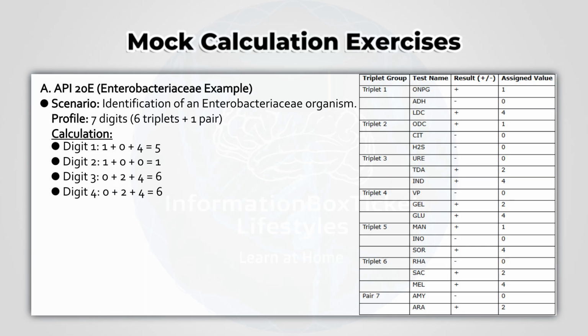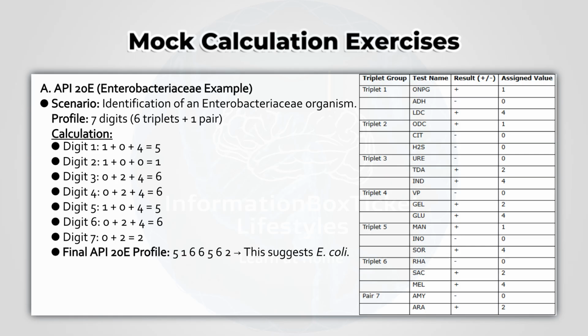Triplet 5. MAN is positive, 1. INO is negative, 0. SOR is positive, 4. Adding them gives 5. Triplet 6. RHA is negative, 0. SAC is positive, 2. MEL is positive, 4. The sixth digit is 6. Pair 7. AMY is negative, 0. ARA is positive, 2. So the final digit is 2. Putting all digits together, the final API 20E profile code is 5166562. According to the API identification database, this biochemical profile corresponds to Escherichia coli.